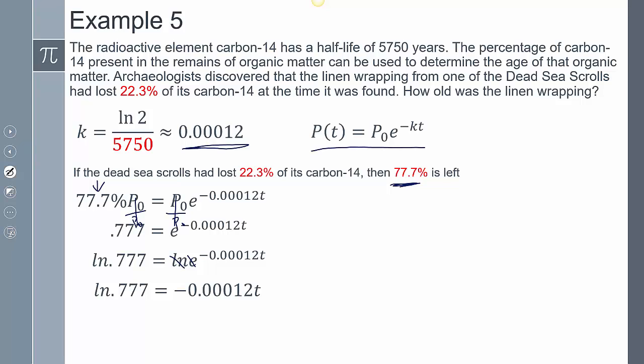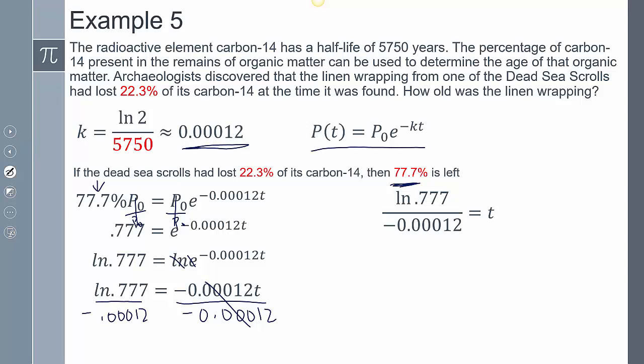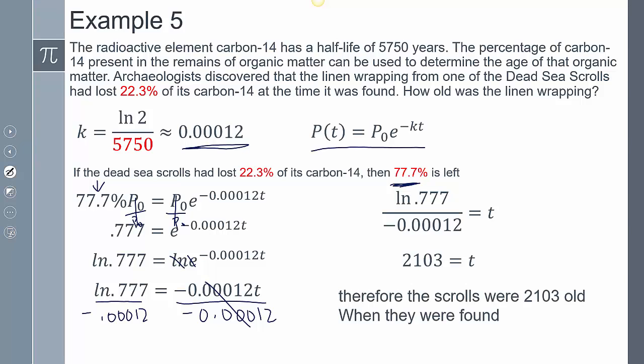And so I get ln of 0.777 equals negative 0.00012t. Divide both sides by this negative 0.00012. So that's going to cancel out. So I get this statement here, enter that in our calculator, and I get t equals 2,103. So I can say that the scrolls were 2,103 years old when they were found. And so from that date that they were found, you'd have to count backwards.